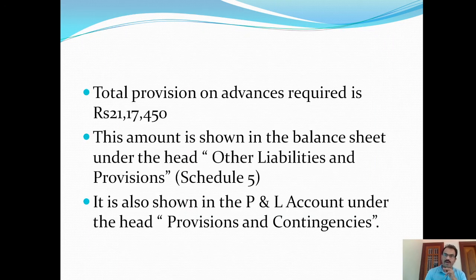Total provision on advances required is 21,17,450. This amount is shown in the balance sheet under the head Other Liabilities and Provisions, Schedule number 5. It is also shown in the Profit and Loss account under the head provisions and contingencies. So this is the treatment of the provisions in the profit and loss account and balance sheet. Okay, thank you.